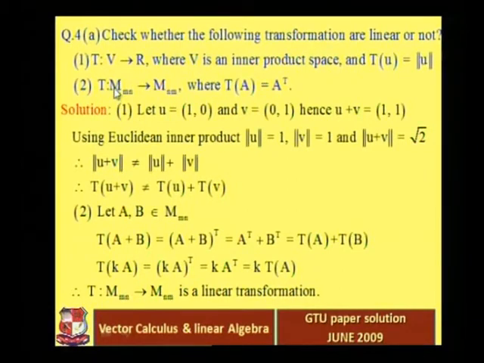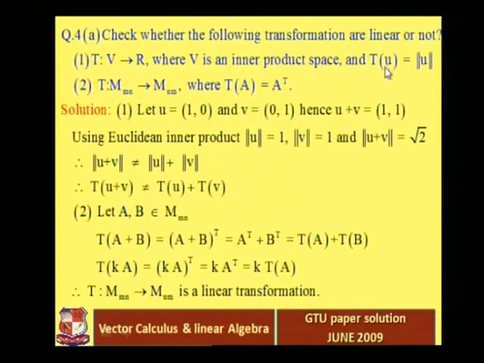And the second one is T from the set of n cross n matrices to the set of n cross m matrices, where T of A is equal to A transpose. So we check whether the given 2 examples are linear transformations or not. The first one is not a linear transformation, that is my answer. To prove that the given example is not a linear transformation, we have to use a counter example.